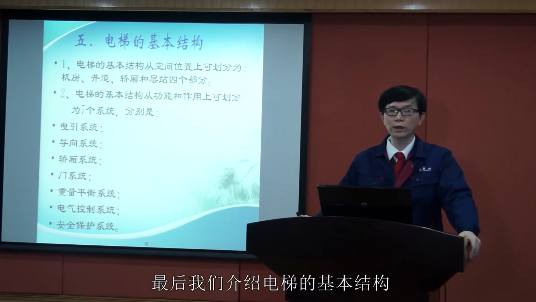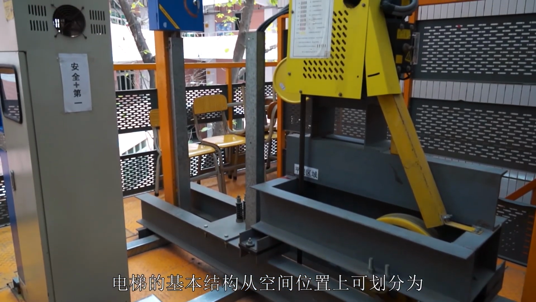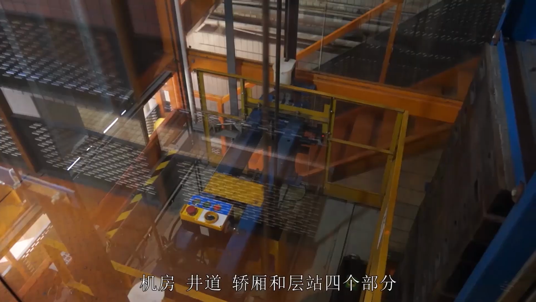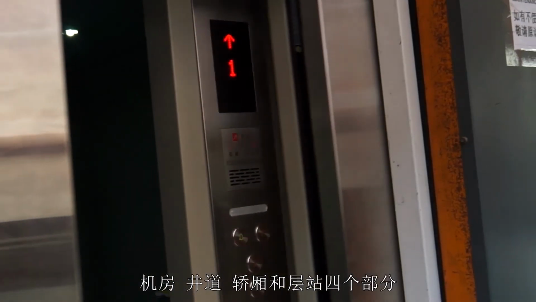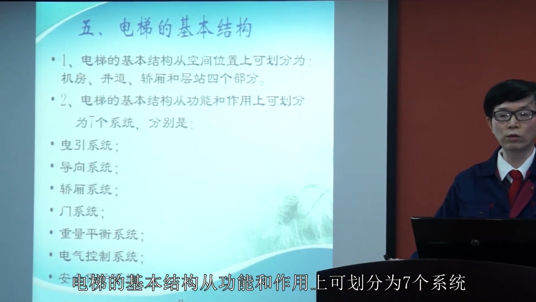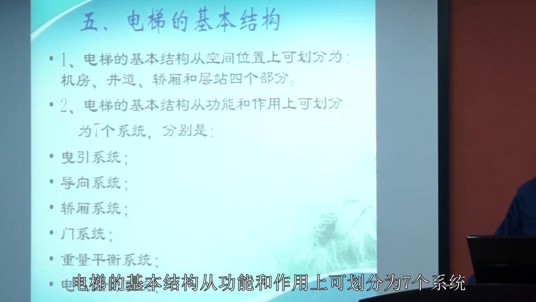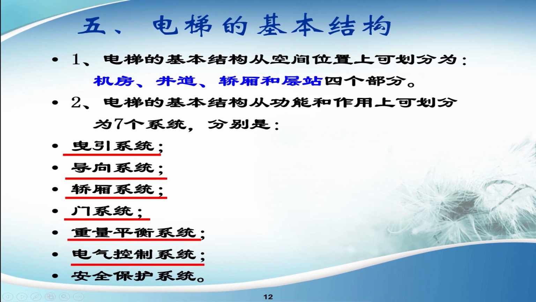Finally, we introduce the basic structure of the elevator. The basic structure of the elevator can be divided into four parts: machine room, shaft, cage, and floor. The basic structure of the elevator can be divided into seven systems by function and role, namely traction system, guiding system, cage system, door system, weight balance system, electrical control system, and safety protection system.